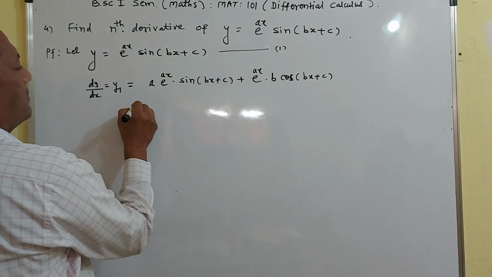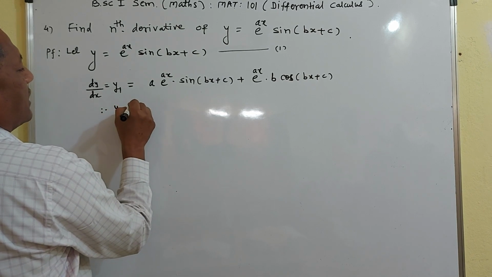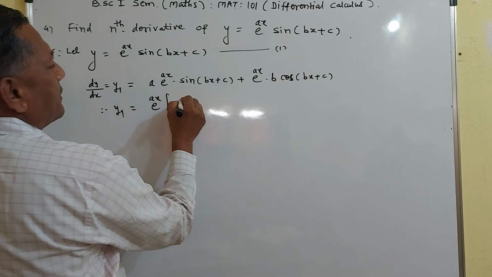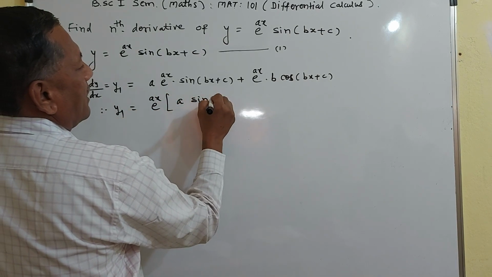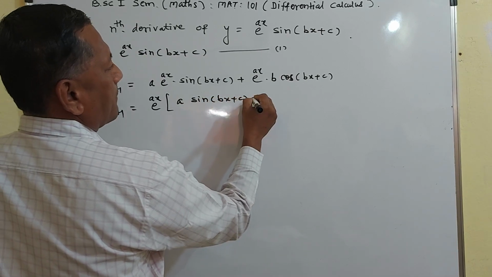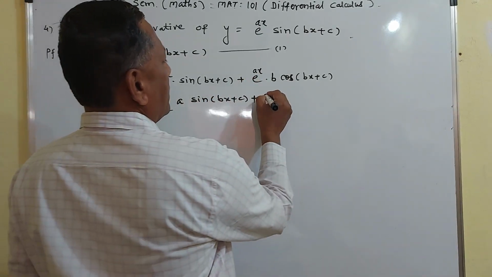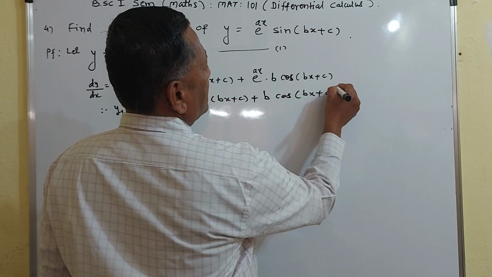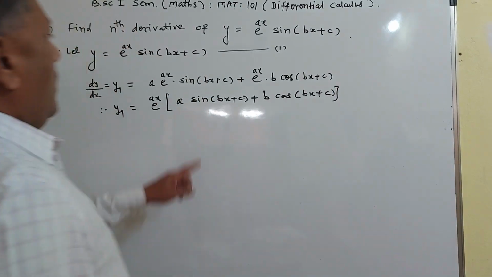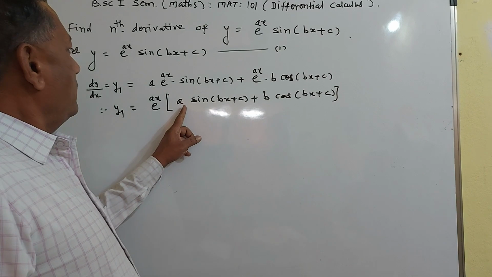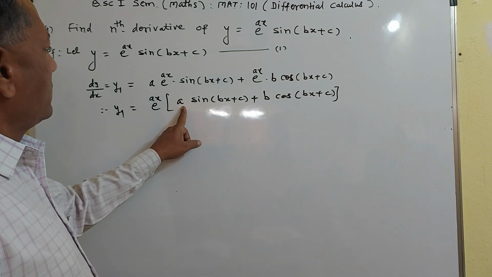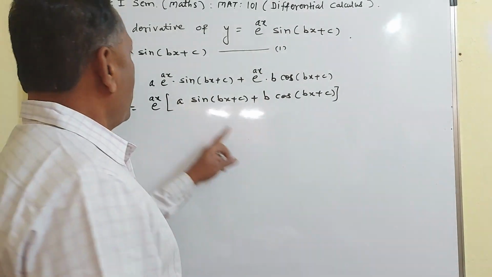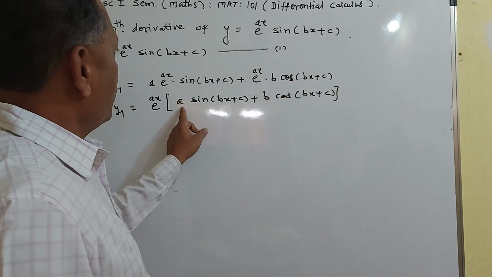Here e raised to ax is common, therefore y1 is equal to e raised to ax in bracket a into sine of bx plus c plus b into cos of bx plus c. Now here, to find or substitute, a is equal to r cos phi and b is equal to r sin phi in bracketed terms only.